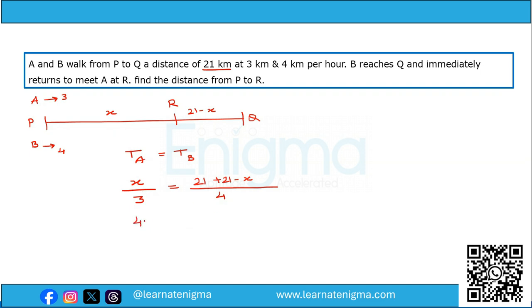So it becomes 4x is equal to, now 21 plus 21, that is 42, multiplied by 3, that is 126, minus 3x. So therefore 7x comes out as 126. So solving this further, we get x is equal to 18. So distance PR is equal to 18 kilometers.